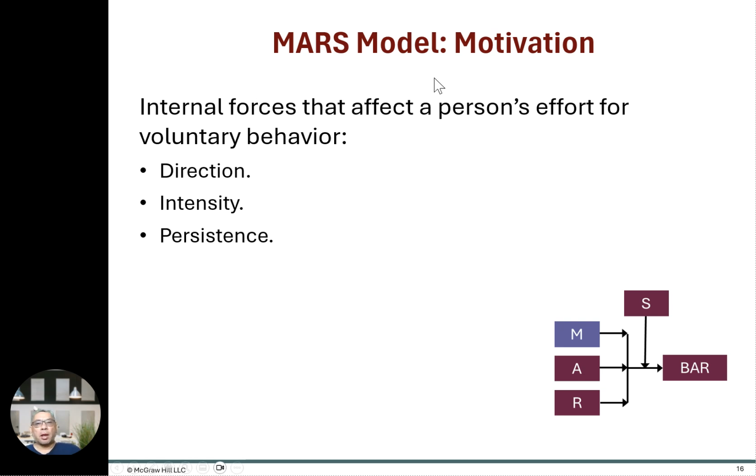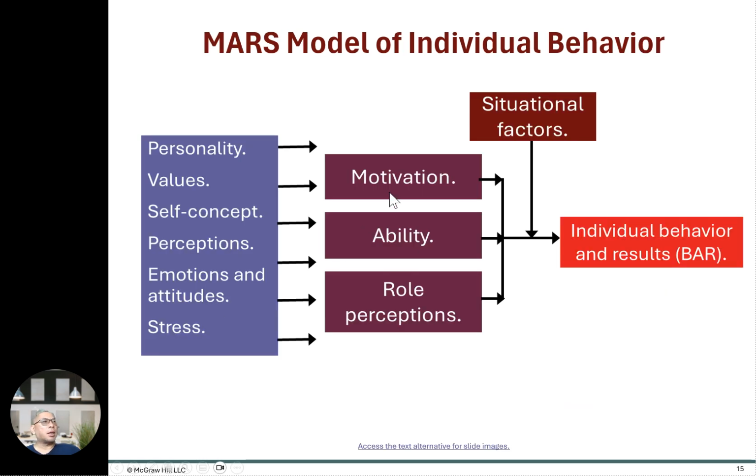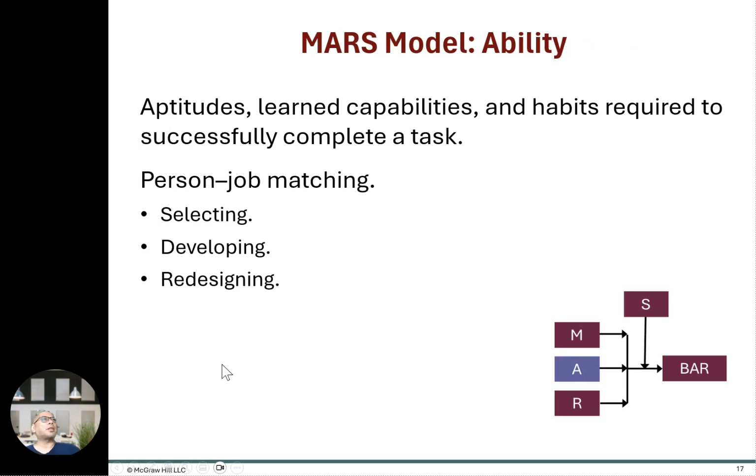In terms of motivation, these are internal forces that affect the direction, intensity, and persistence of voluntary behavior. So you get MARS here, and then behavior. So you go back again: what is MARS? MARS stands for motivation, ability, role perceptions, and situational factors, which lead to individual behavior and results. We call it BARS. Okay. What about ability in the MARS model? Ability is the aptitude to learn, and the capabilities and habits required to successfully complete a task. Person-job matching includes selecting, developing, and redesigning.